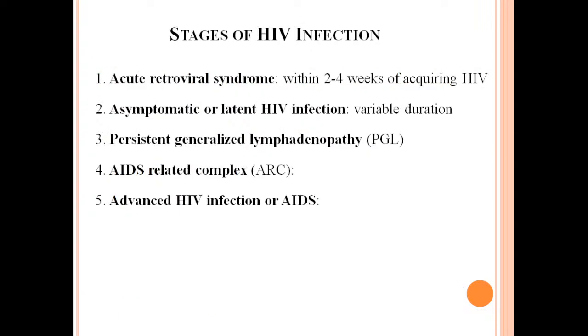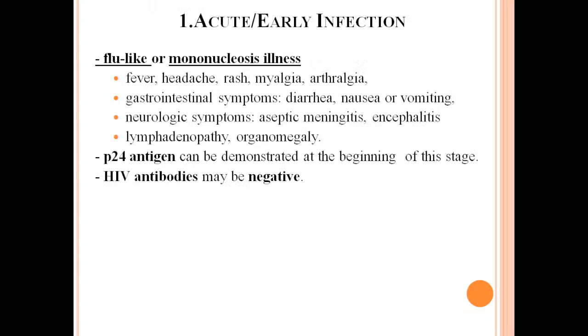There are some stages of HIV infection. These are acute retroviral syndrome, within 2 up to 4 weeks of acquiring HIV; asymptomatic or latent HIV infection, of variable duration; persistent generalized lymphadenopathy; acquired immune deficiency syndrome related complex; and advanced HIV infection or AIDS. The first one is acute or early infection.